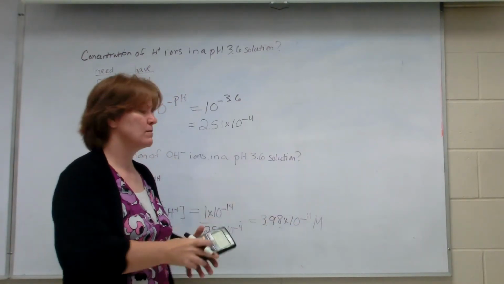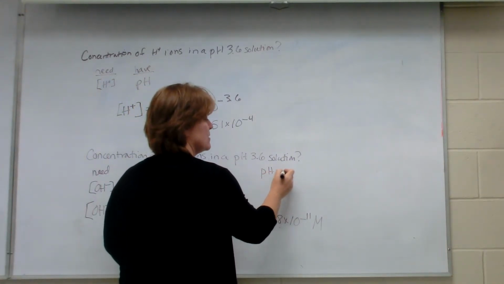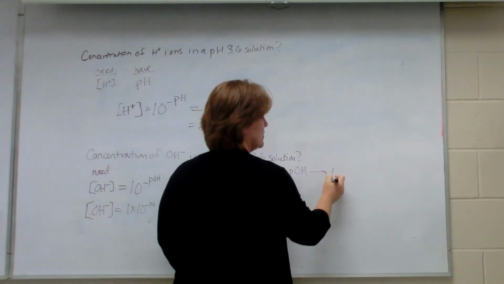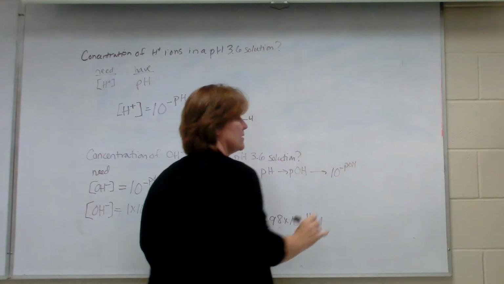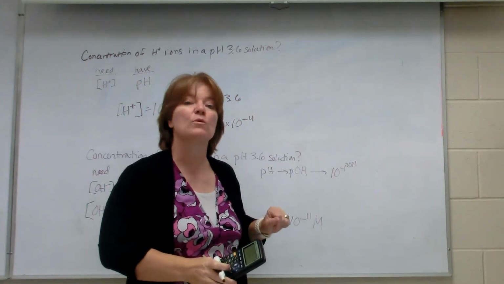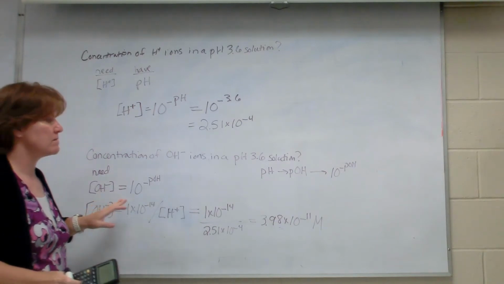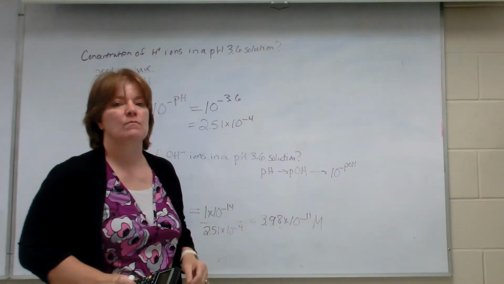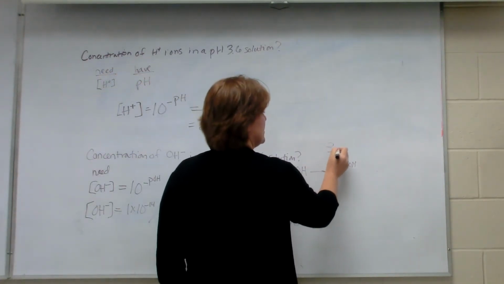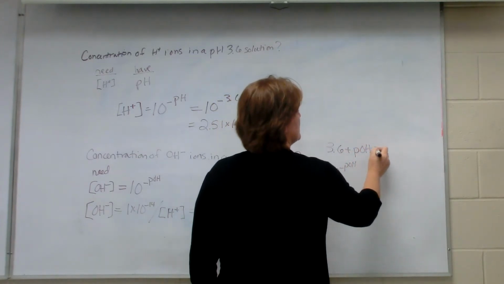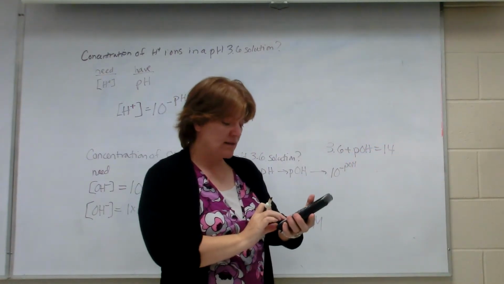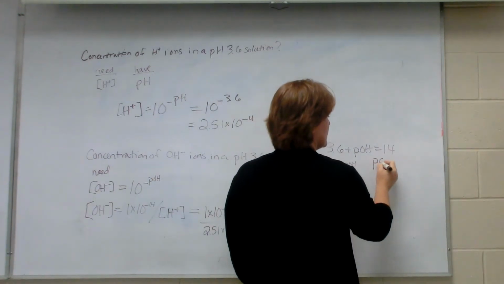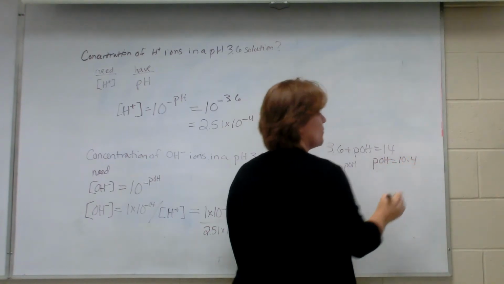Another strategy would be to go from pH to POH, and then from POH, I could raise 10 to the negative POH power to get the concentration of OH minus ions. I can do this by remembering the fact that pH plus POH always sum to the number 14. So 3.6 plus POH is equal to 14. So if I subtract 3.6 from 14, I get POH is equal to 10.4.